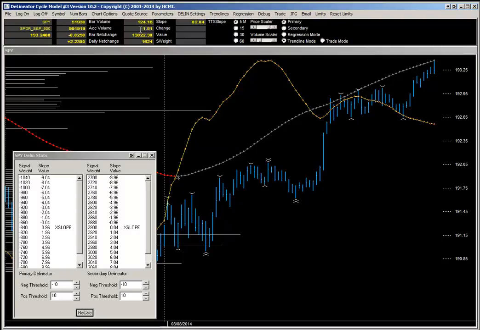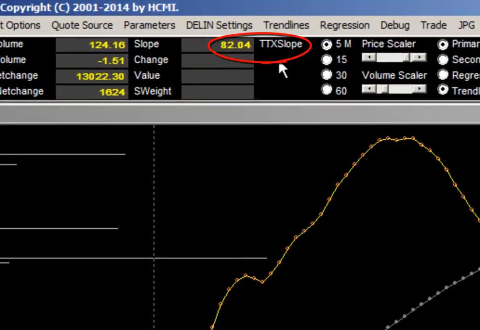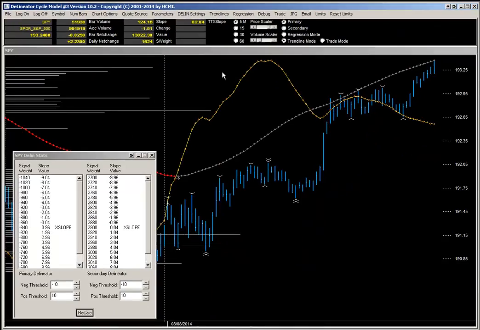If we take the value of the change, provided that the sign is different than the value of the slope, which indicates that the slope is moving in the opposite direction now, and we divide the change into the slope, we get the time till the next slope change in bars. And we see that the program calculates that automatically under TTX slope, time till slope change, which in this case is 82.04 bars.